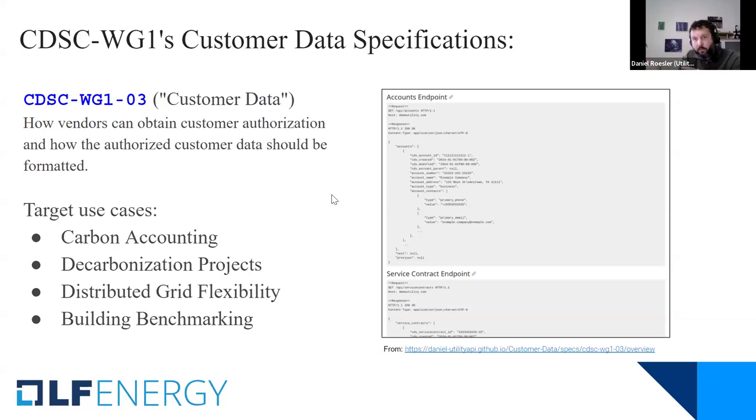Some use cases that are not included in the scope of this specification are things like real-time grid management. So real-time operations, things like solar curtailment or turning demand response on and off, that sort of thing. This is not a real-time control specification. This is a, hey, you need data to do your analytics. It's kind of an accounting specification, which is the main focus of this. So that's a little bit of overview of the specifications for this particular working group. You can go to the next slide.